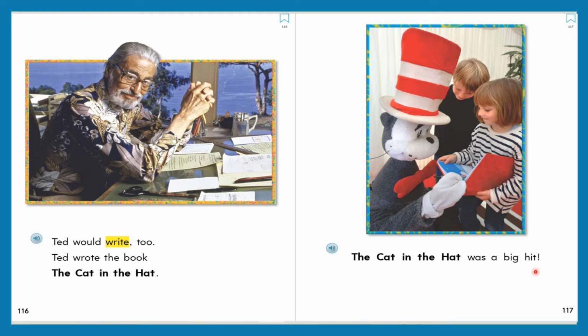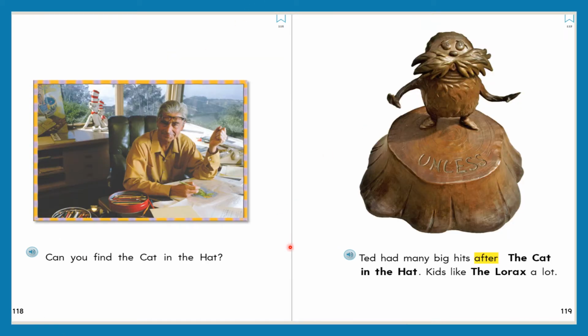Oh, boys and girls, now I know what that picture on the other page reminded me of. It reminded me of the Cat in the Hat. Can you find the Cat in the Hat? Oh, I'm looking closely. Look right there, boys and girls. There's the Cat in the Hat.